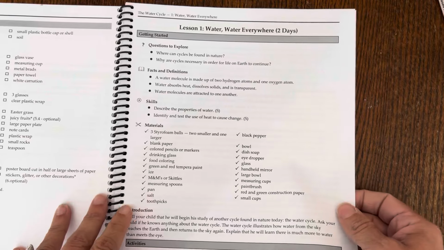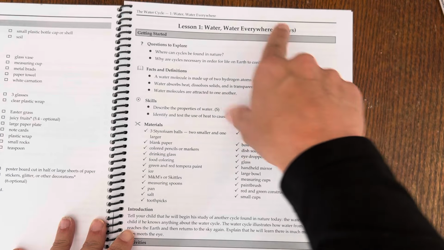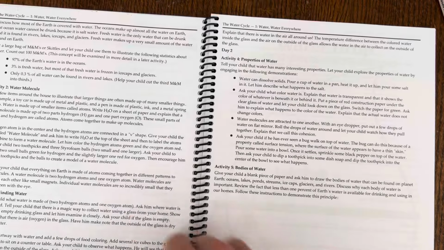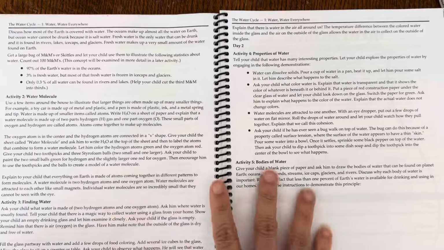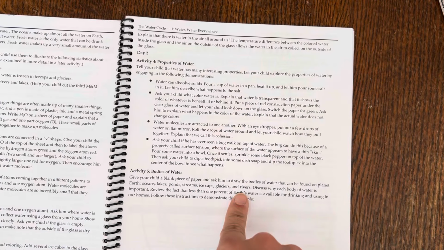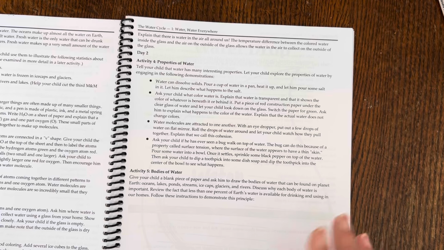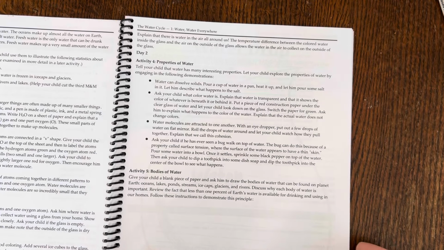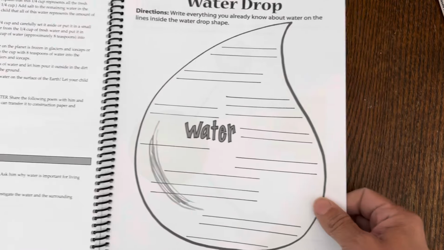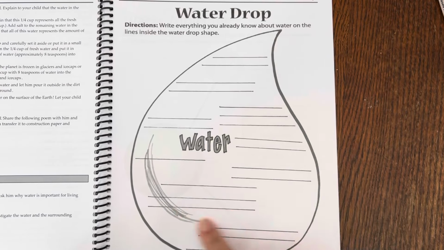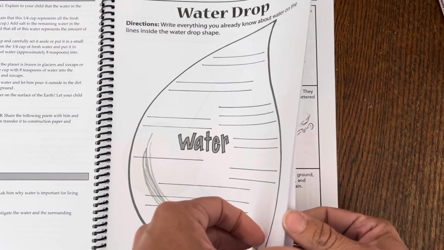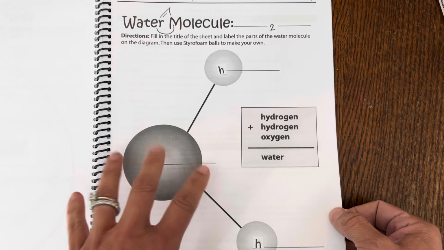so here's an example of lots of options. So we've got lesson 1 and it says it's 2 days, but you've got many activities. So we've got the water drop activity, water molecule, finding water, properties of water, bodies of water. So they're saying you can do all of these over a 2-day period, but this is really going to depend on the age group of your kids and how you run your homeschool. So I like having options. And then this is cute. Again, write everything you already know. So similar to the what I know, what I want to learn. And then here's a water molecule.